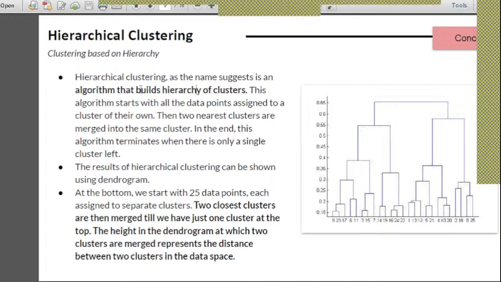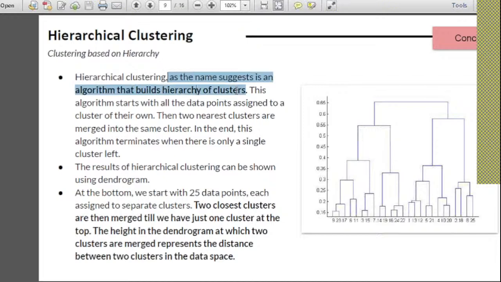Hierarchical clustering, as the name suggests, is an algorithm that builds a hierarchy of clusters. We start from the lowest point. When I say lowest point, I mean I allocate all the data points into a separate cluster, right? It assumes that all of them belong to a separate cluster. And then based on the distance, based on the closeness of each data point with the other data point, it starts clustering them. That is why it's built on a hierarchy of clusters.